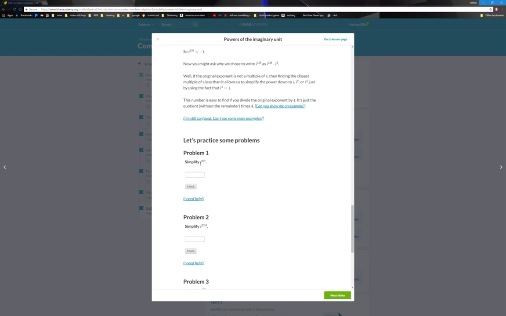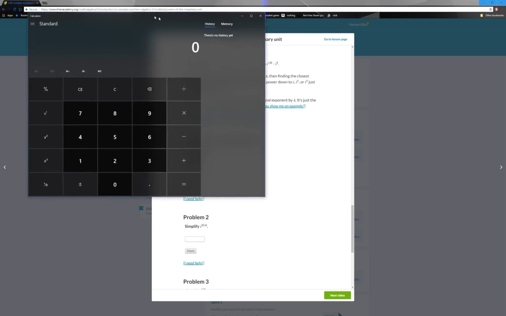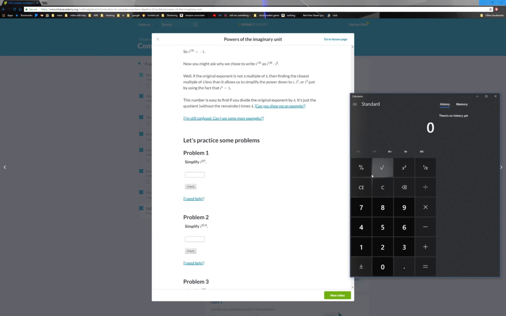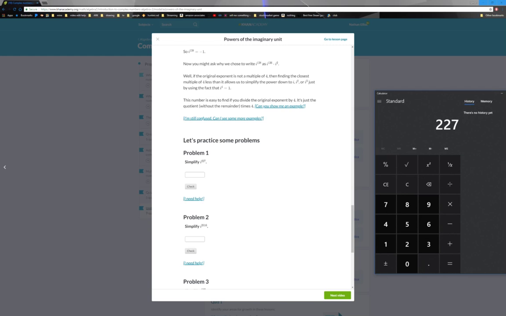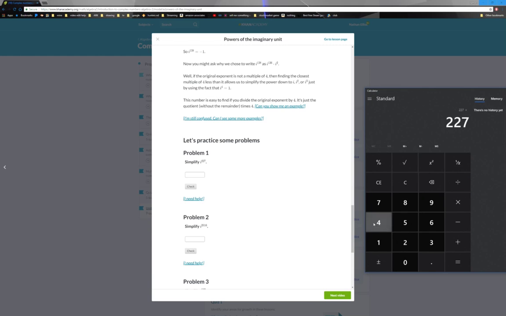So now we're going to try some practice problems. Simplify i to the 227th. We're going to use our cheating calculator here. So we have 227 divided by 4 equals 56.75.